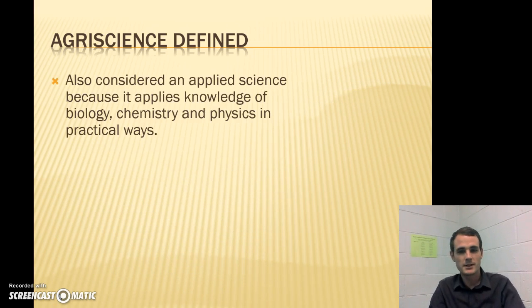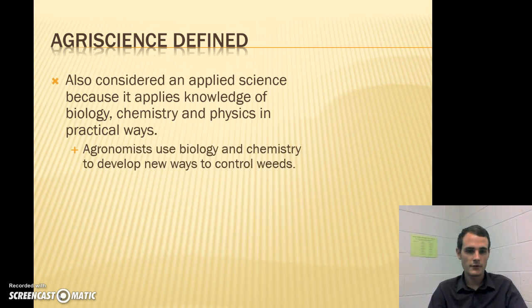Agriscience is considered an applied science. What that means is we take biology, chemistry, and physics, and we apply them. And so a couple of examples of that would be an agronomist. An agronomist is someone that studies crops. They're going to take biology and chemistry, and they're going to develop new ways to control weeds. You know, figure out chemicals that are going to target those weeds and kill those weeds so we don't have to deal with them, and our crops can grow better.